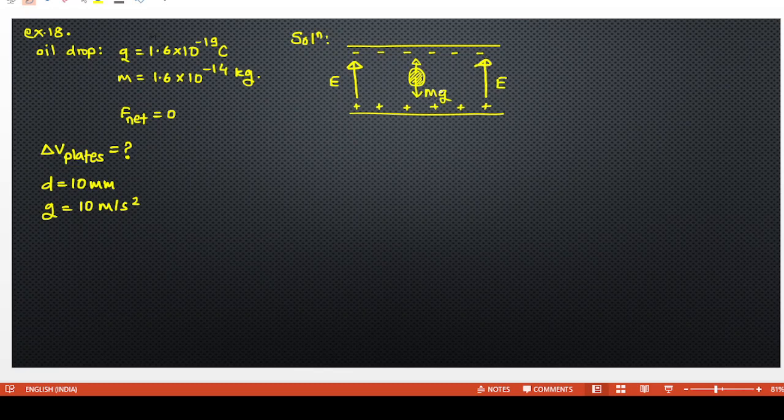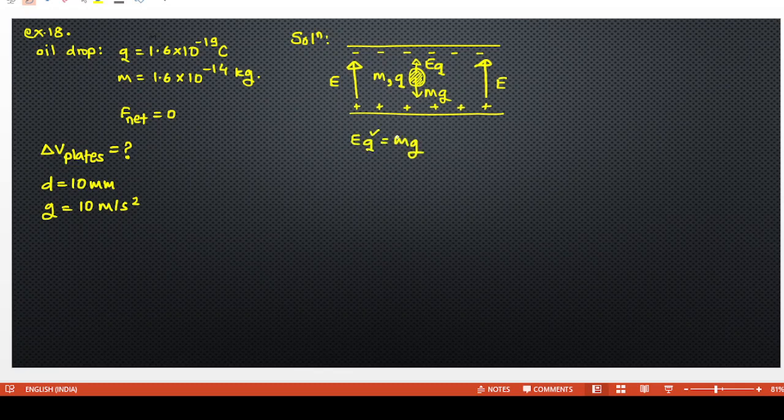When mass is placed in the gravitational field, it experiences force mg. Similarly, when charge is placed in the electric field, it experiences force QE. So this is the electric force. This oil drop has mass m and charge Q. Now because it is in equilibrium, we can write EQ equal to mg.